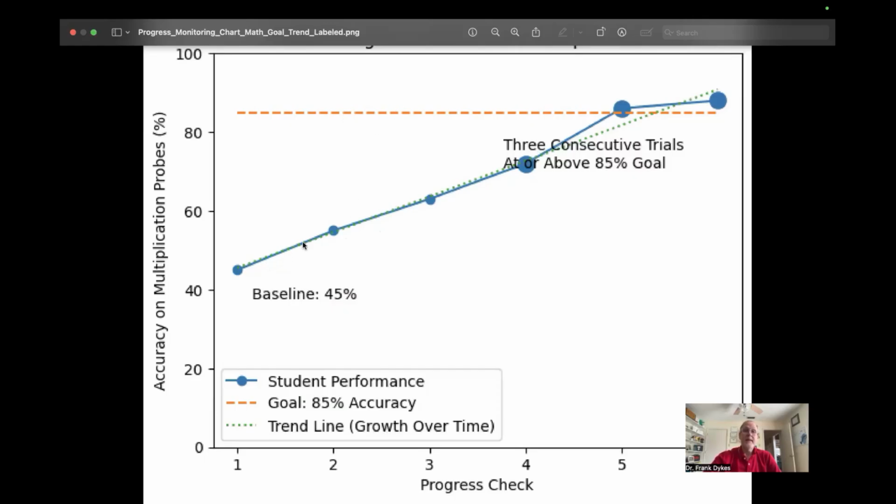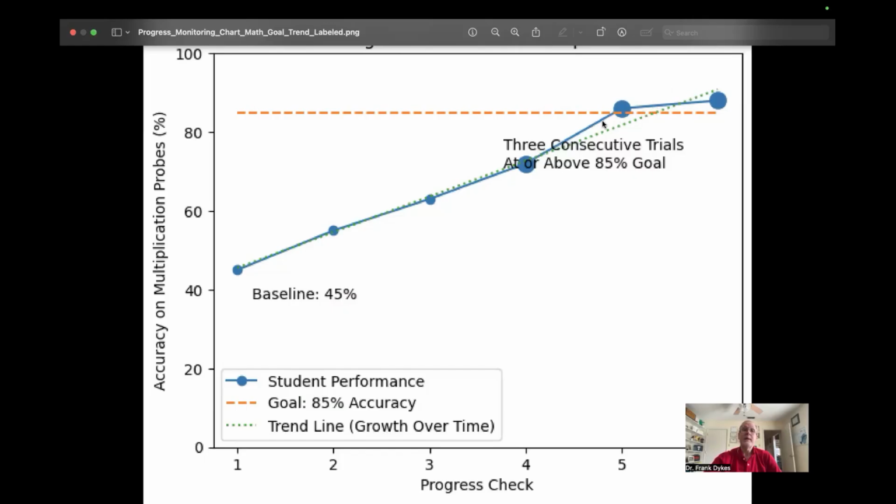The dotted line that you see here, which is in green, is the trend line, and that shows the student's overall rate of growth over time. And it helps us to determine whether this student is making progress toward reaching that goal in the end. Next, you're going to notice that these last three data points show that the student is at or above 85%. Well, that tells us that the student is making good progress on this goal and is going to hopefully reach that goal on the next probe.